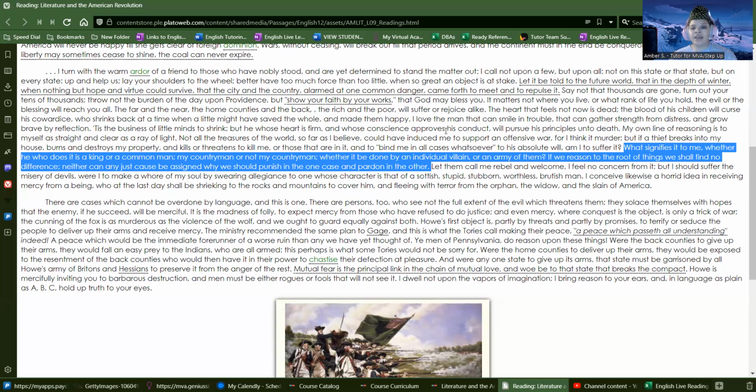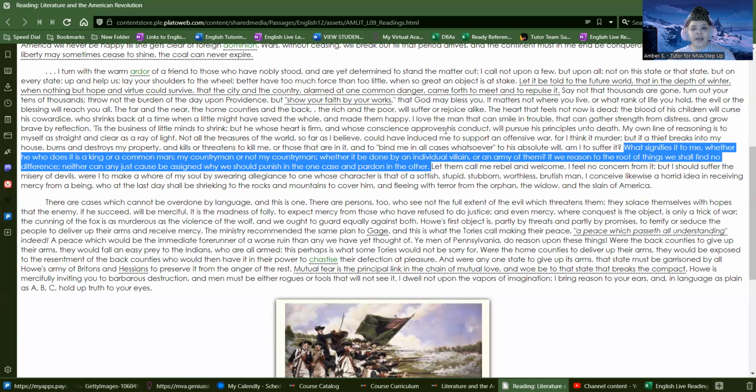My countrymen or not my countrymen, so a neighbor or not a neighbor, or if it's an individual villain or an army of them. So he's saying that if people are doing wrong things, it's wrong no matter who they are and what rank they have. So he's basically saying that the king being a king doesn't make everything that he does the right thing.